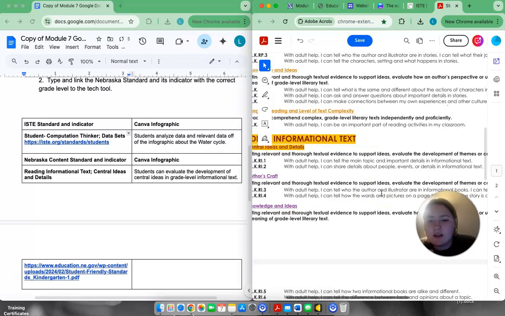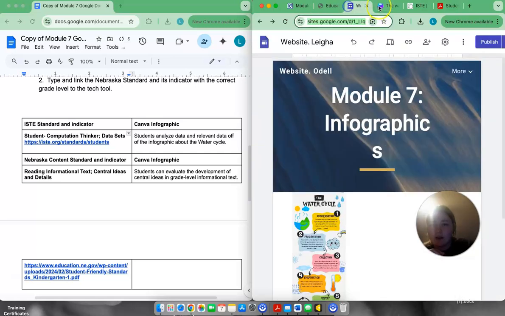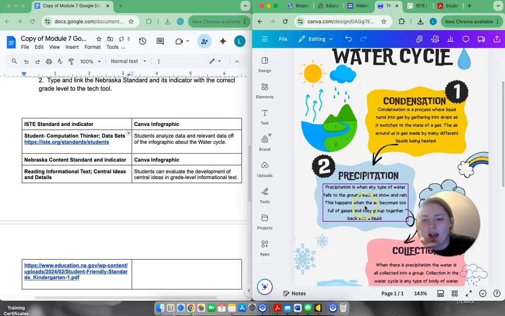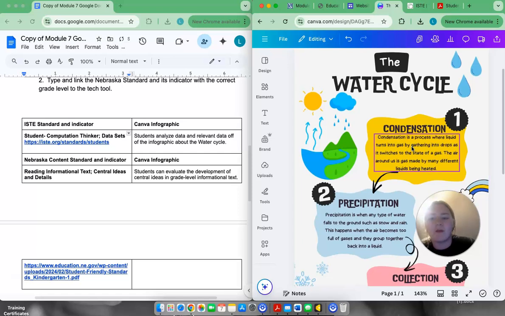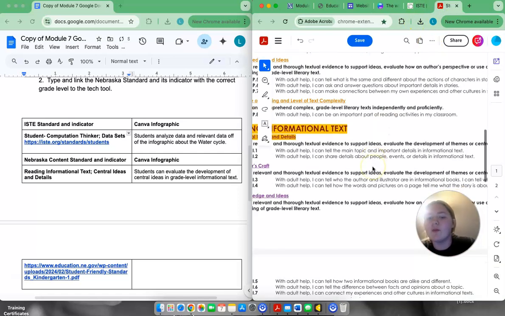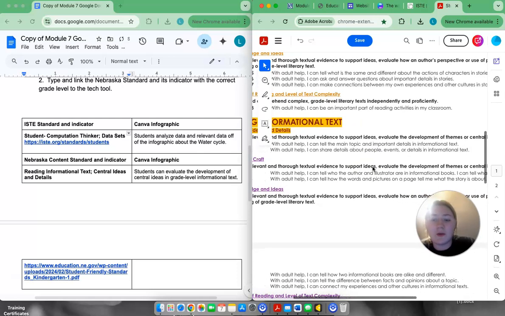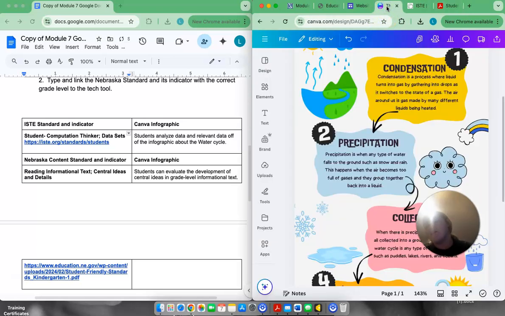And then the points with this is, with an adult, I can tell the main topic and important details in the informational text. And I think this is great. The infographic is great for this, because it has the pictures that kind of show what's happening as we go. And clearly, they're kindergartners. I'm going to have to read it with them. I'm going to have to talk it over with them. So clearly, they're using adults' help. And then after that, they can share details about the people, events, or details in the text. Clearly, this is the beginning of our lesson.